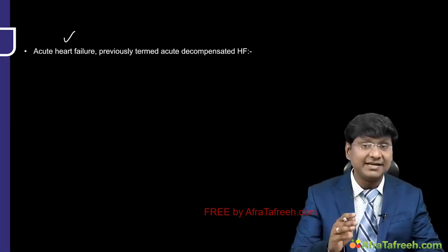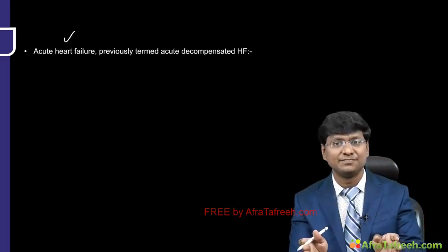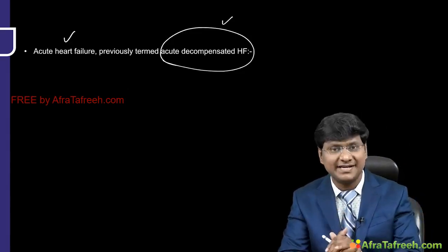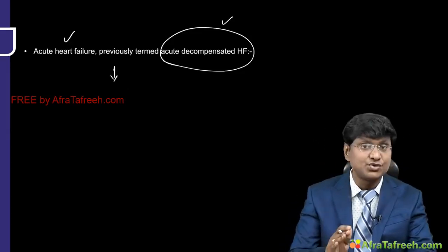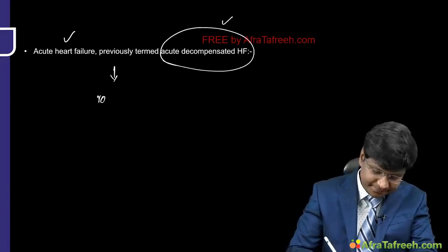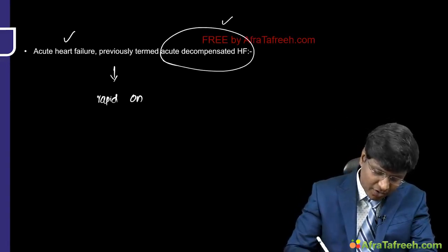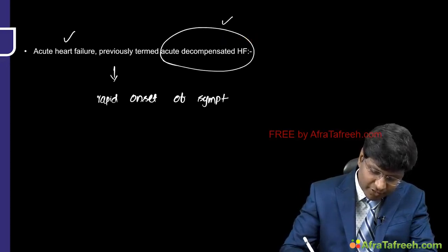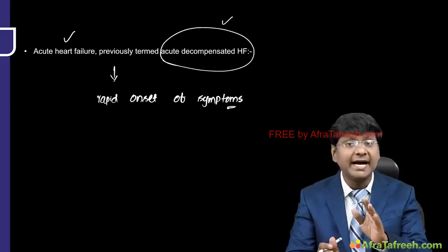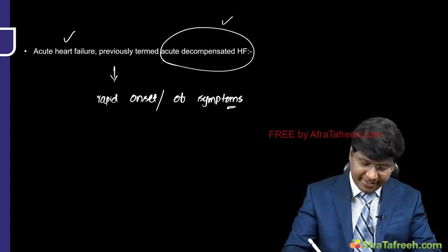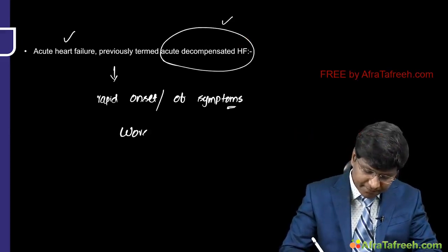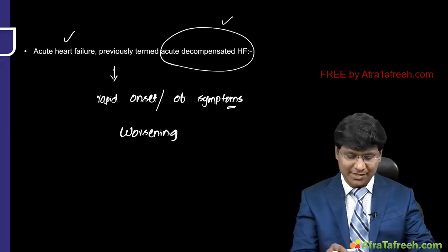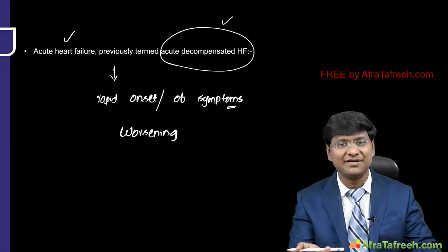Whereas in the clinical scenario of acute heart failure, previously termed acute decompensated heart failure, this refers to rapid onset of symptoms, rapid onset of dyspnea, or worsening of the symptoms of heart failure. That is what you see in acute heart failure.